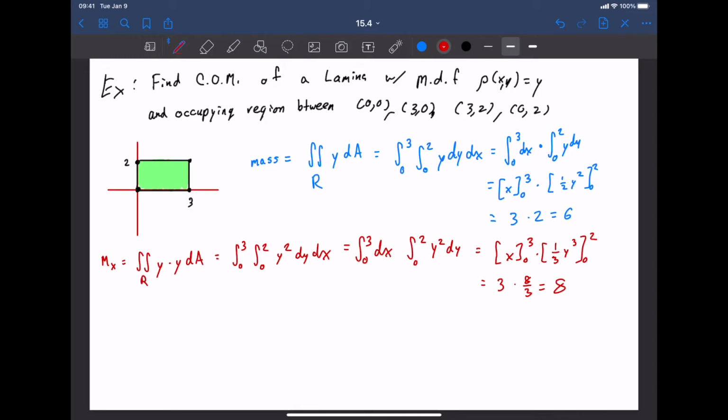Now, right now you could compute y bar. We're just going to save it at the end so we don't get confused. M sub y is going to be the exact same integral in terms of the region, x times y dA. You try that one. Pause the video right now, try to evaluate this, see what you get. 3, 2, 1.